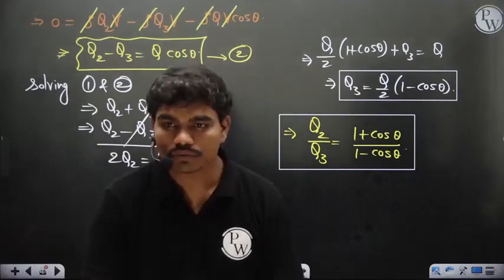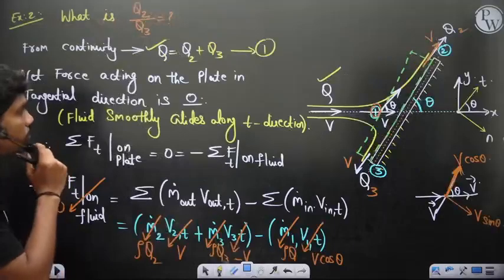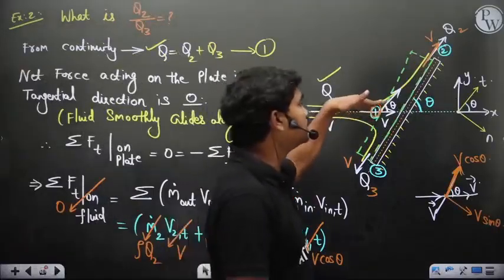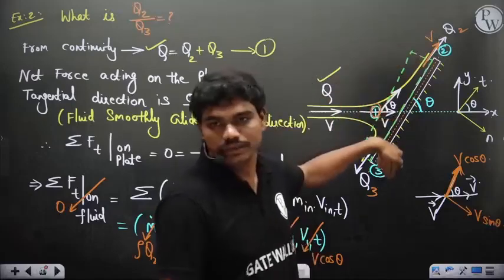V1 and V2 same QA. So what is the velocity here? The fluid does not get any change in its velocity because of no friction, nothing.